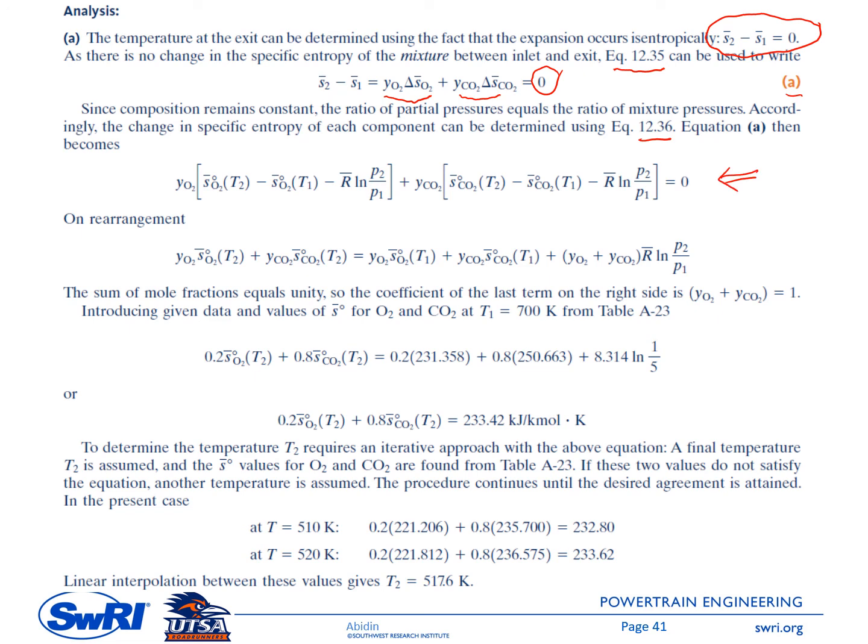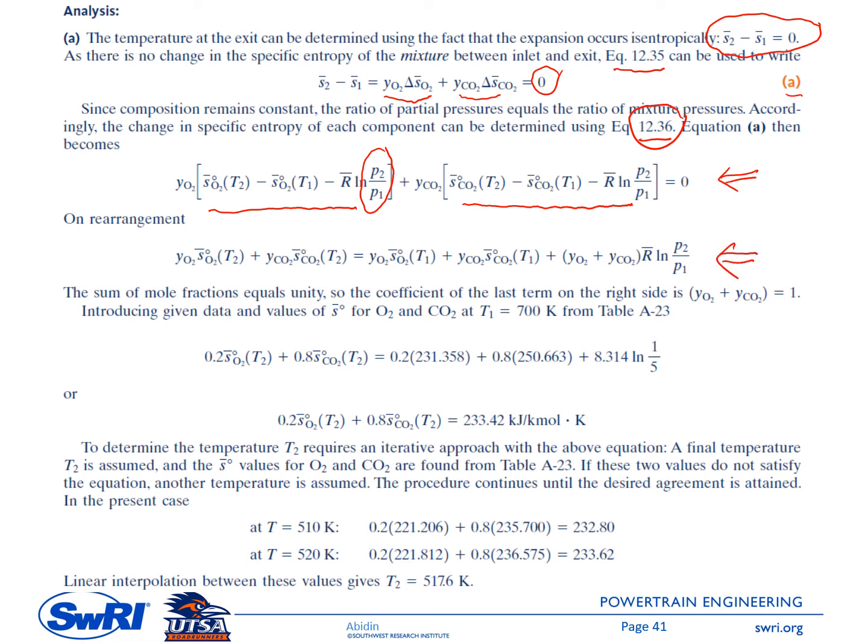Okay, we just need to replace the delta S for O2 and CO2 by the formula from equation 12.36, and it is written here. This is for O2 and then this is for CO2, and the original term for the Ln here is the ratio for the partial pressure, but because the composition remains constant, we can replace this partial pressure ratio by the mixture pressure ratio. And then we can arrange the equation to be like this one.